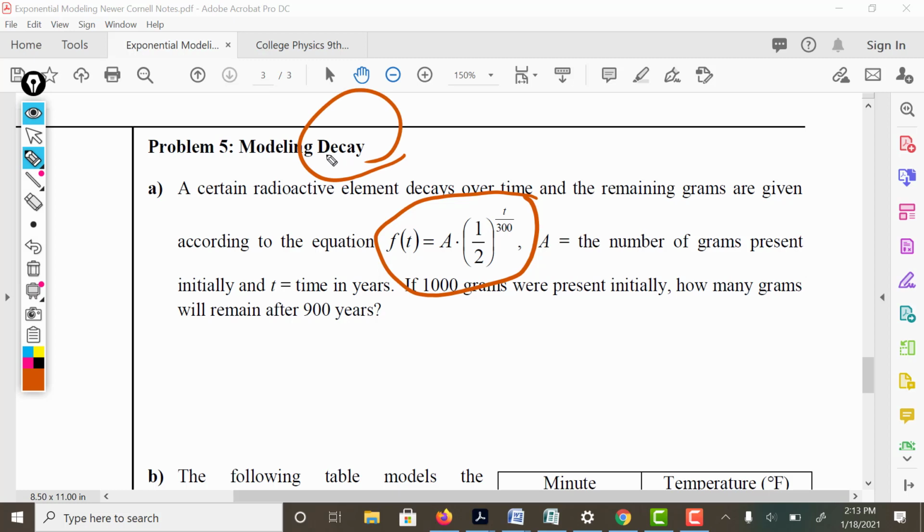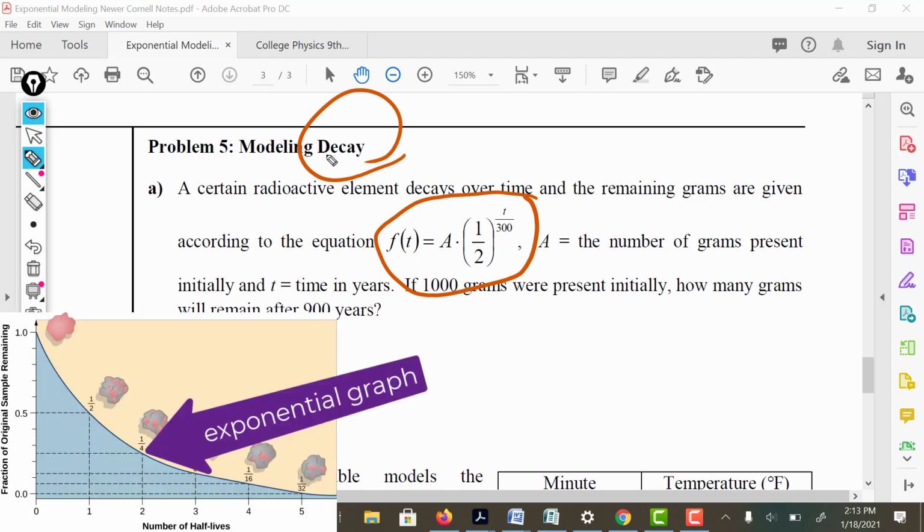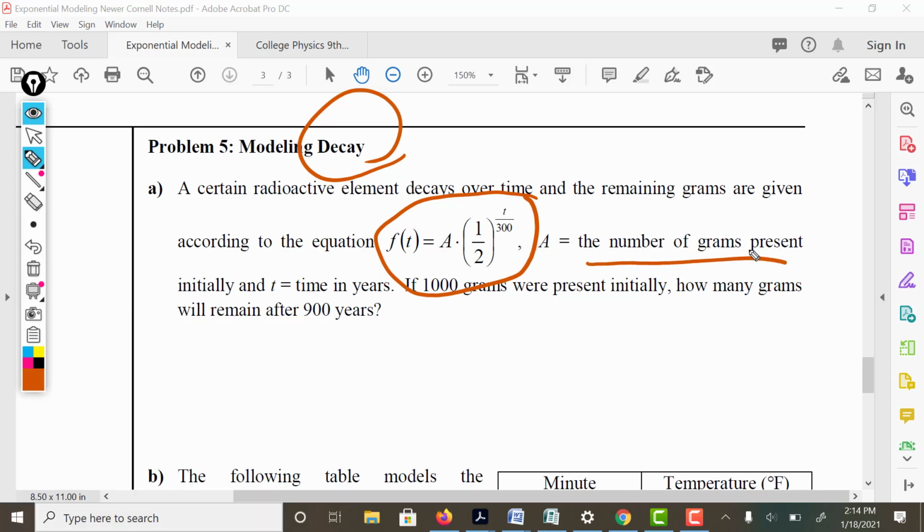It is modeled by an exponential model. In this case, we have an element that decays based on this model, where A is the number of grams present, T is the time in years, and they want us to know how many grams will remain after 900 years. So this is honestly a very straightforward problem where we just plug things in.